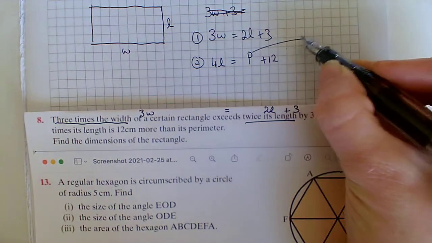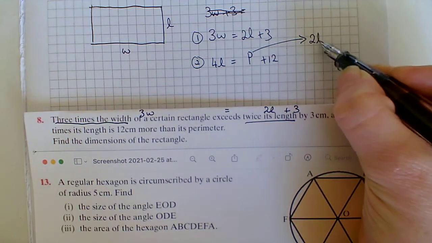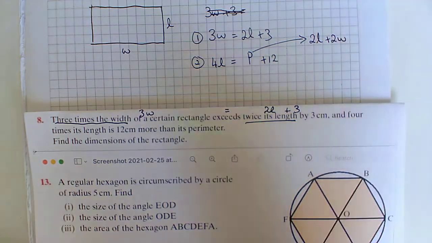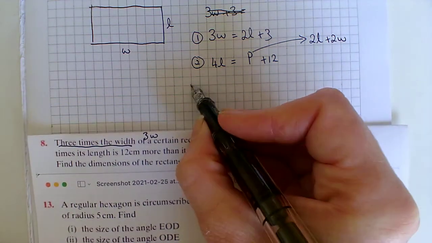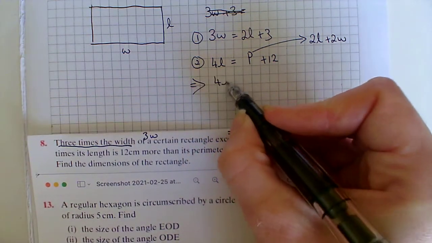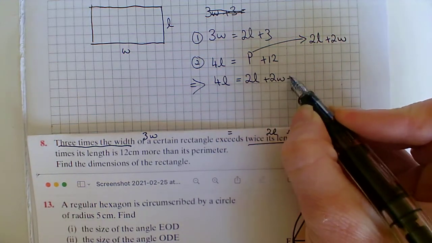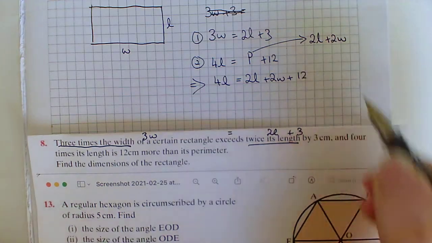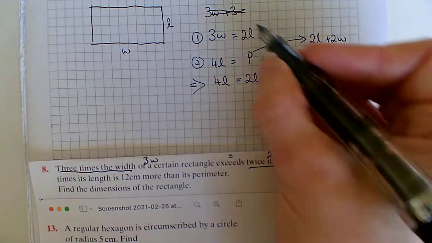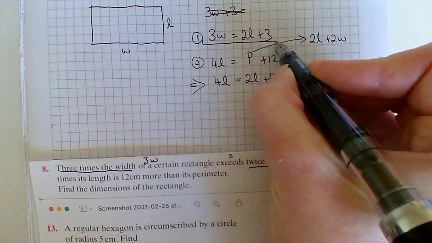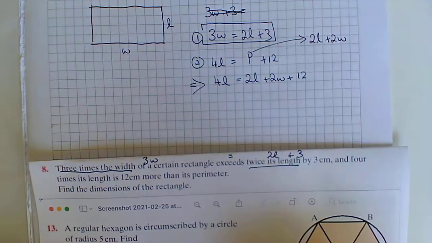But what is the perimeter? The perimeter is twice the length plus twice the width. So we can come up with a second equation here. 4 times the length is twice the length plus twice the width plus 12. And rearrange this so that it matches the same format as my first one.